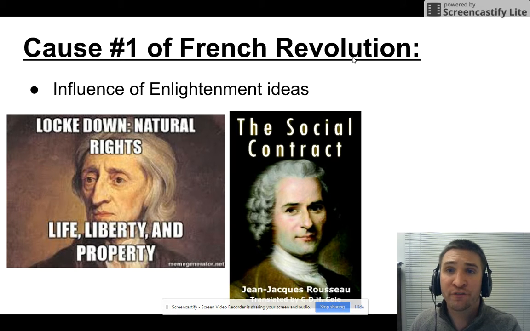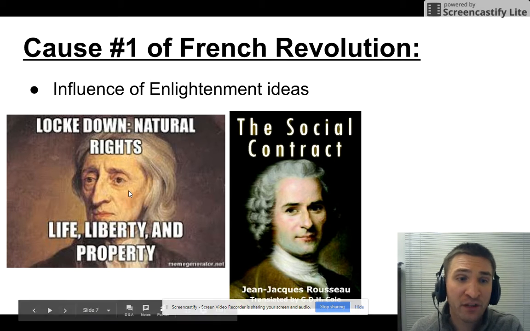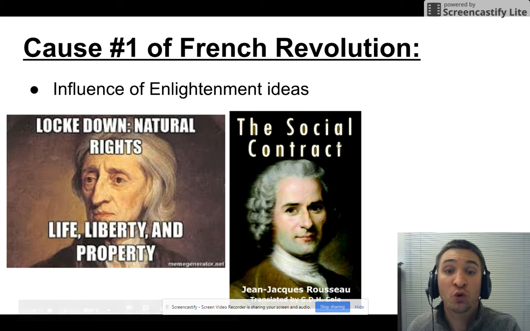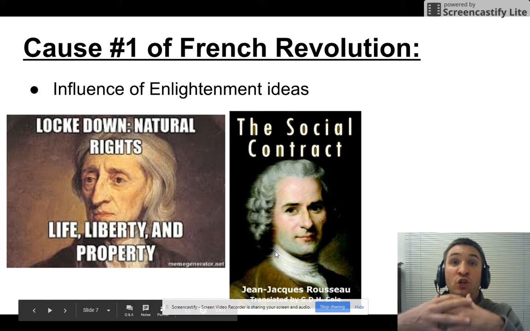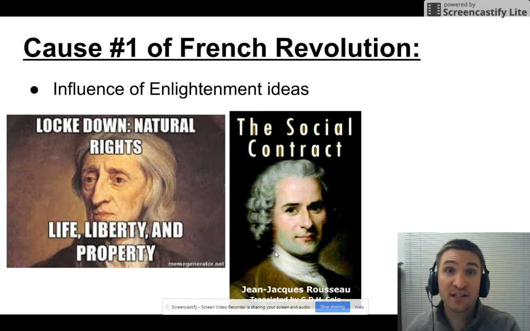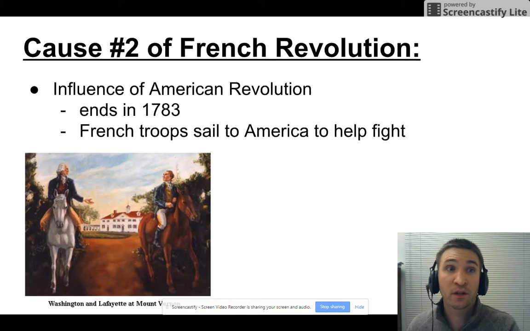Cause number 1 of the French Revolution. It was the influence of Enlightenment ideas. Please write down this bullet point in your notes. And there were two Enlightenment thinkers that we have studied. It's John Locke. Natural rights, life, liberty, and property, said Locke, and the social contract of Rousseau. The government and the people need to have an agreement. These ideas caused the French Revolution.